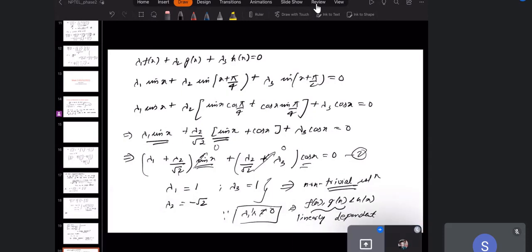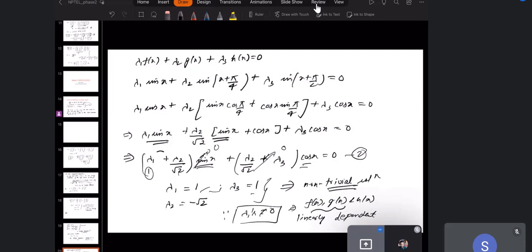Oh, okay. No, I'm just trying to see. We have to figure out whether we can have some non-trivial solution. Non-trivial solution means lambda value is not equal to 0. So we can see if we put lambda 1 equal to 1 here, I'm just supposing, and lambda 2 is minus root 2, then this coefficient will become 1 minus 1, 0. So this term will vanish. Similarly, the coefficient of cos x will also be minus 1 plus 1. This term will also vanish. So for these values of lambda, you are able to satisfy this equation number 2.